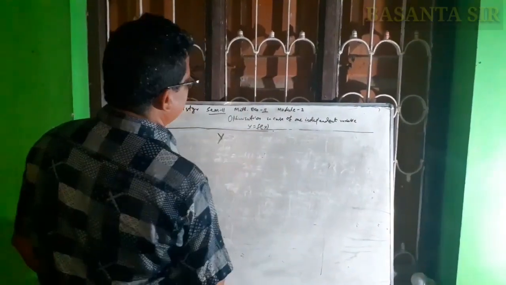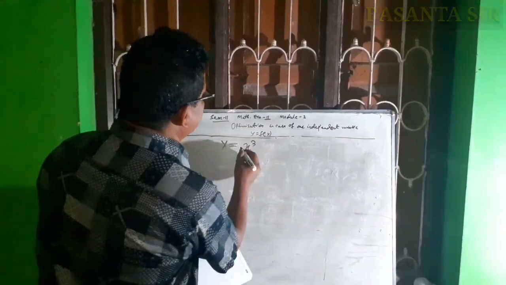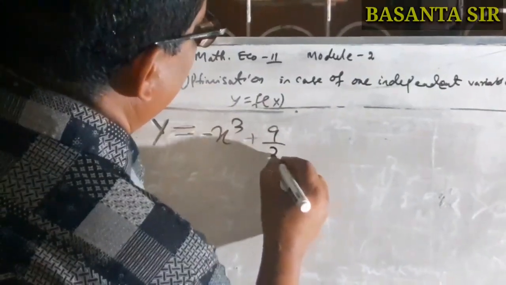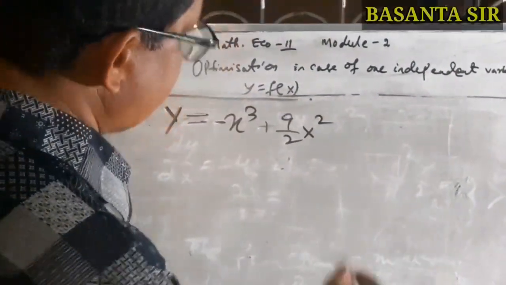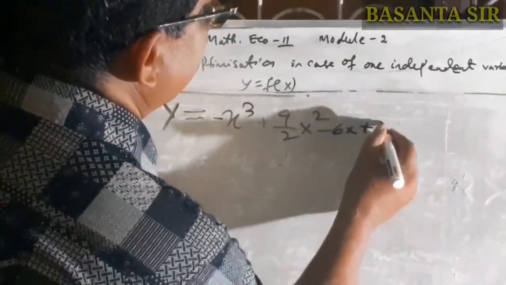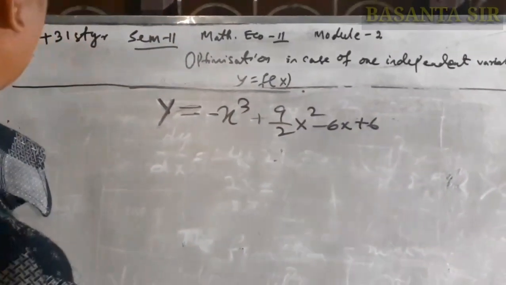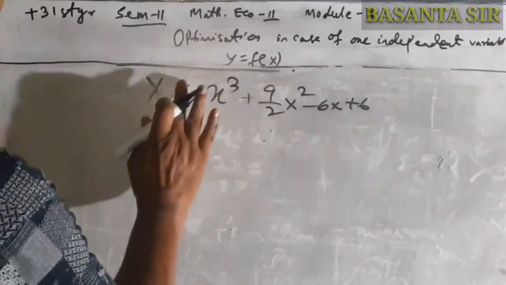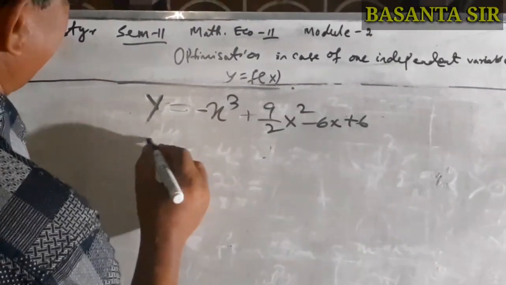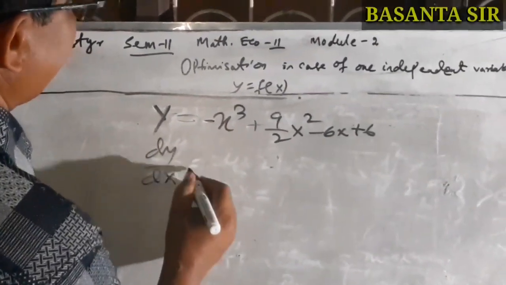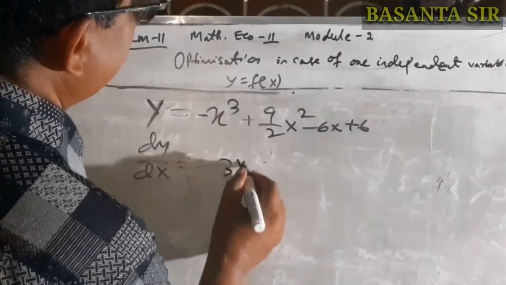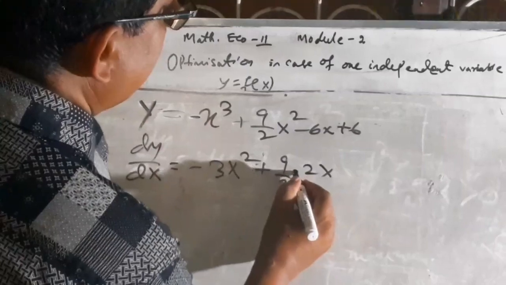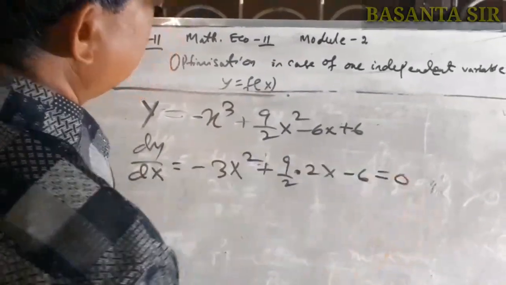y equal to minus x cube plus 9 by 2 x square minus 6x plus 6. This is the example given in the book. Now, taking the first order derivative dy by dx, what we will find is minus 3x square plus 9 by 2 into 2x minus 6 equal to 0.